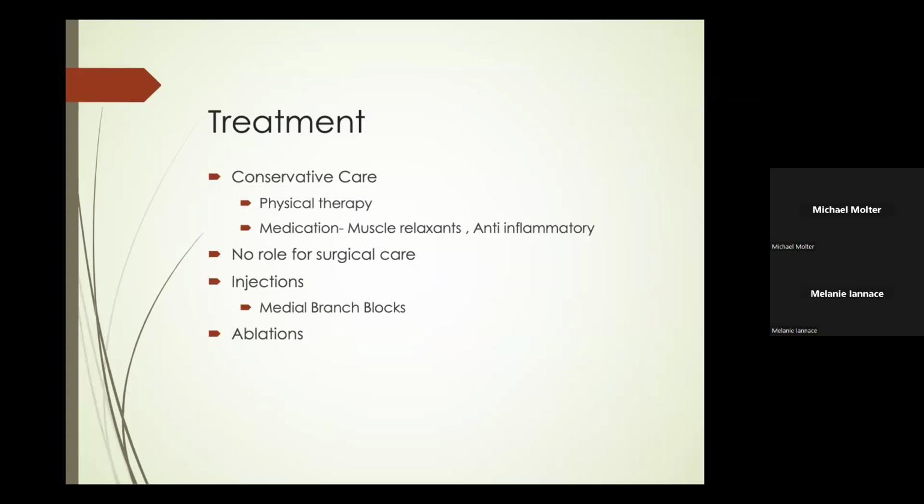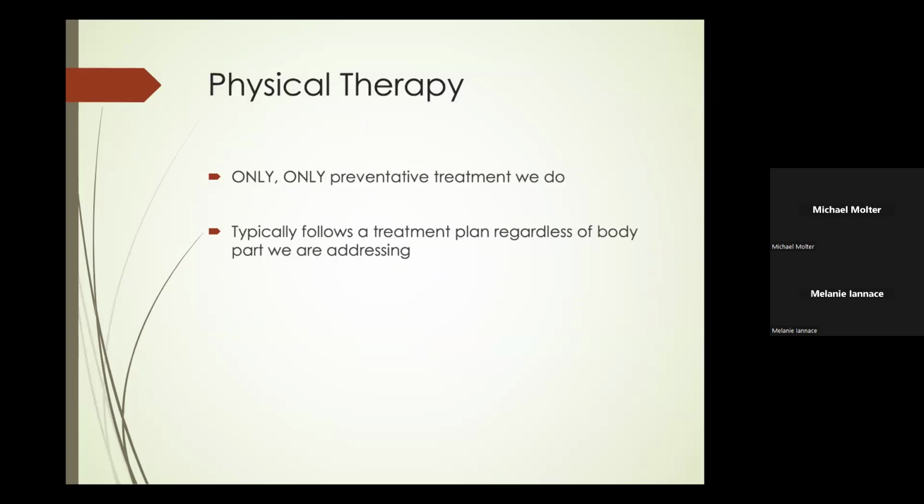The treatment for these, at least initially, is all conservative, whether it's therapy or medication, whether muscle relaxants or anti-inflammatories. There's nothing surgical to do for these joints. Injections can be done as well, which we'll get into, as well as procedures beyond the injections, which include burning of the nerves that go to those joints. Physical therapy is the only preventative treatment we do.